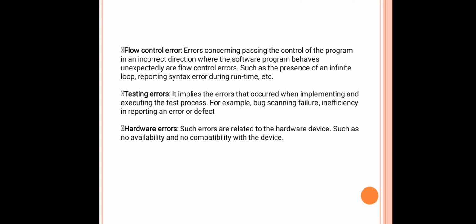Then another one is testing errors. Testing means when we do the testing, suppose bugs occur or failures occur, that is called an error or defect at the particular testing time. Then the next one is hardware errors. Hardware errors are those related to hardware devices, such as non-availability and non-compatibility with particular devices or systems. That is hardware errors.